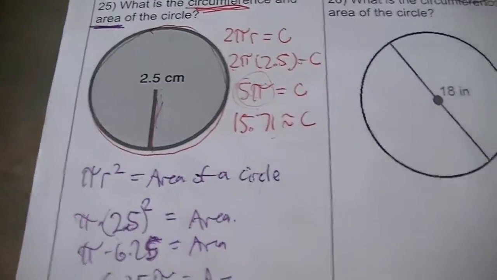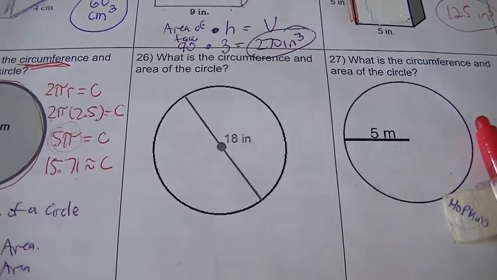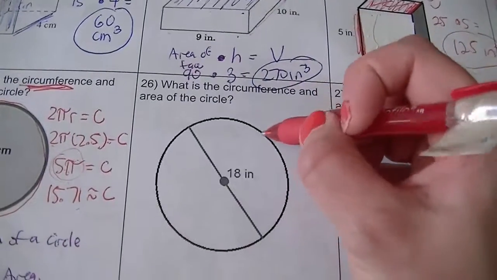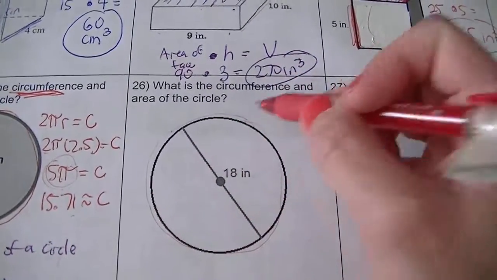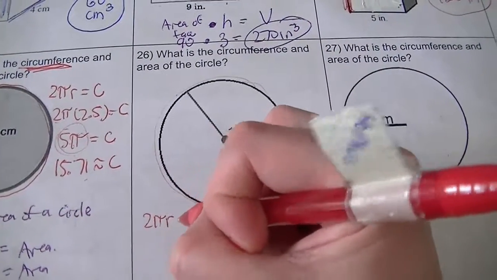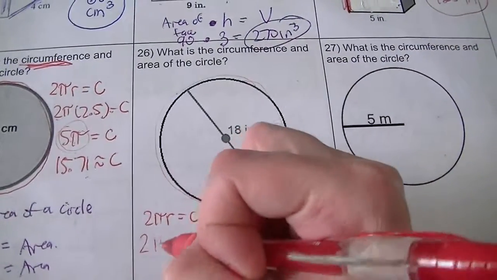The next problem. Another circle. What's the circumference and area of the circle? So I'll do the circumference in red. Remember, circumference is the distance all the way around. So circumference is equal to 2 times pi times the radius. And I've got to go 2 pi, keep those consistent.